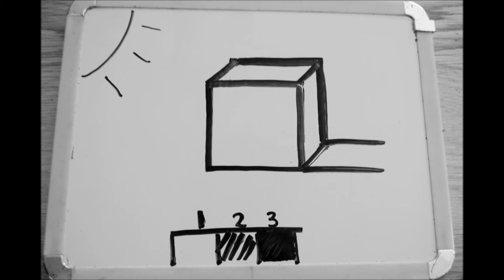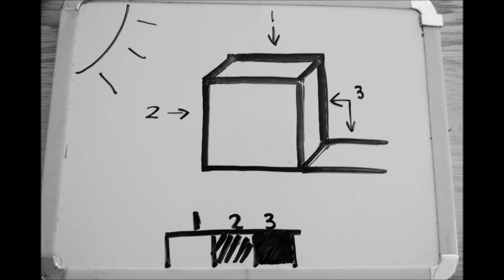Since the light is on the left and above the cube, the top of the cube will be our number 1 value, so we will leave it white. The front of the cube will be our number 2 value, and it will be gray. We will shade the right side of the cube and the cast shadow to match our number 3 value. Here's how we can label this cube.